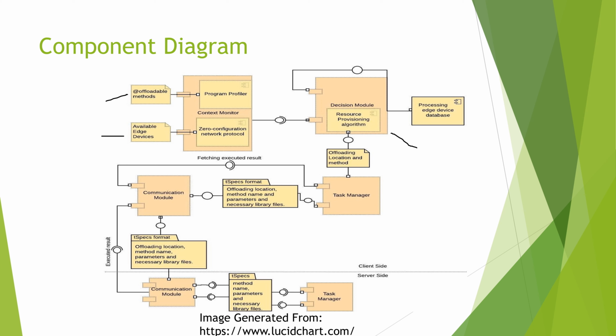The information regarding the offloadable method and the method name is sent to the task manager, which combines the input with the necessary library files for the method, converts them into a JSON schema known as tspecs, and sends them to the communication module. The communication module redirects the file to the communication module on the server side, and the executed results are sent back to the client side in the same way.